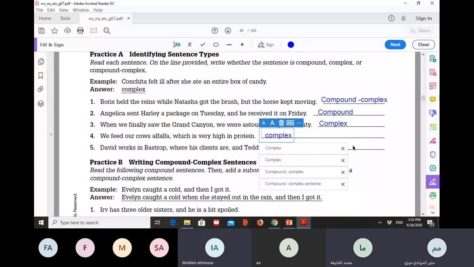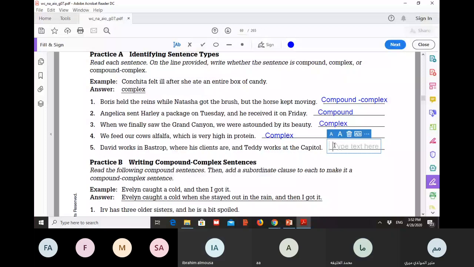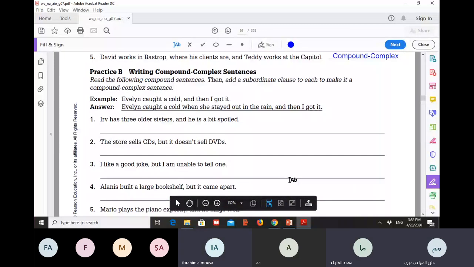Can I do number 5? Certainly. "David works in Bastrop, where his clients are, and Teddy works at the capital." Compound complex, because of "where" and "and." Excellent. Compound complex sentence. "And" is from the FANBOYS, and "where" is a subordinating conjunction. Okay, move on to practice B.